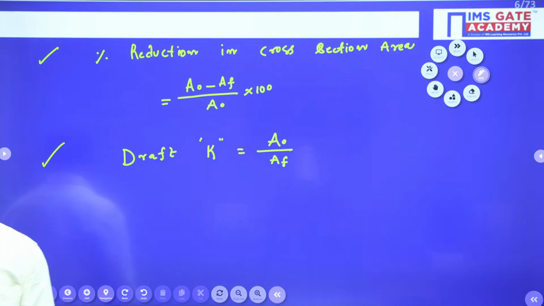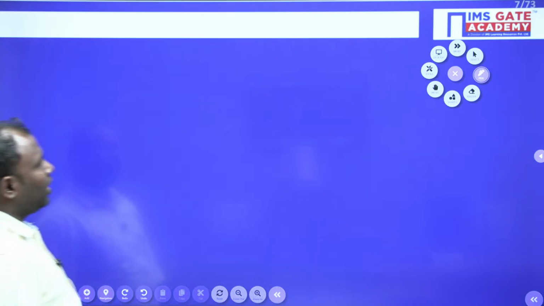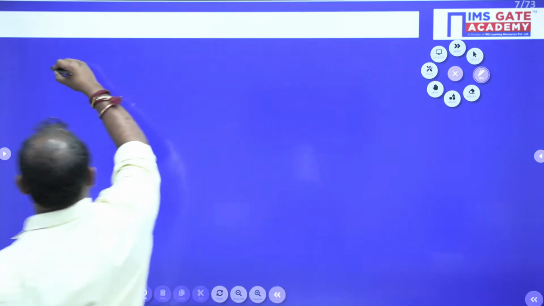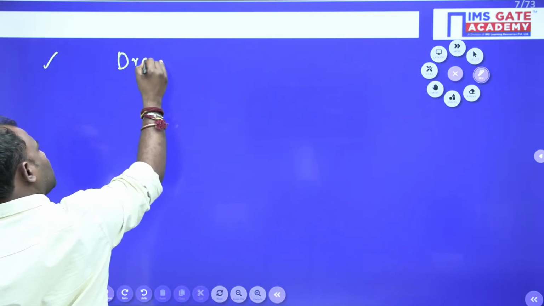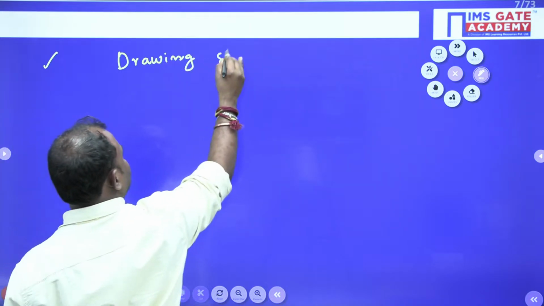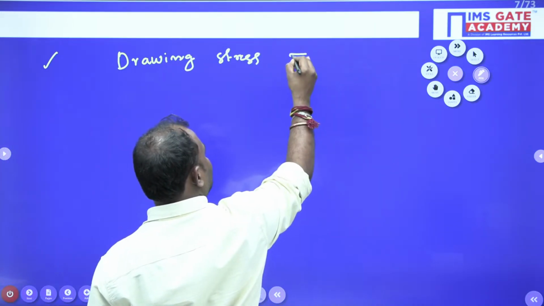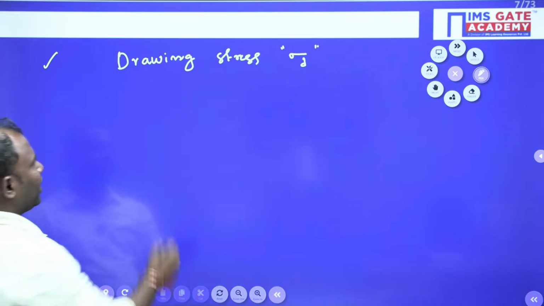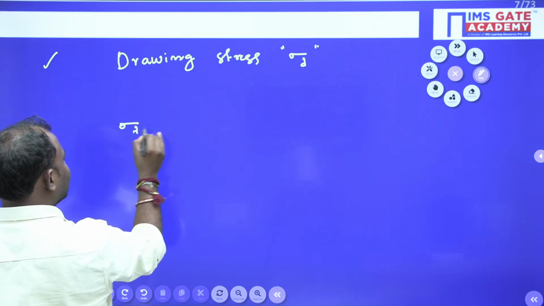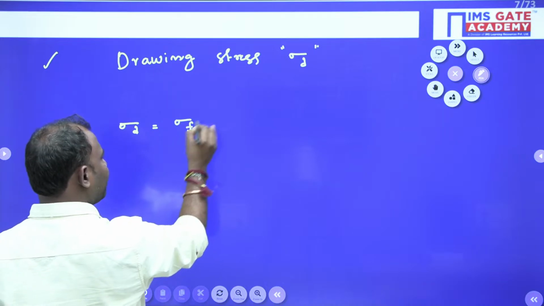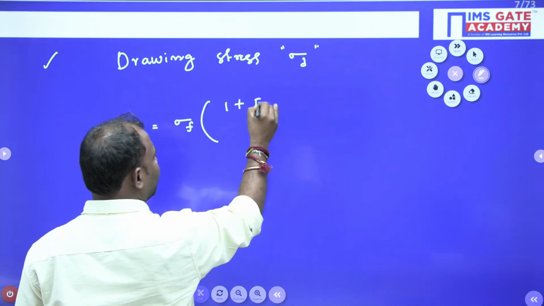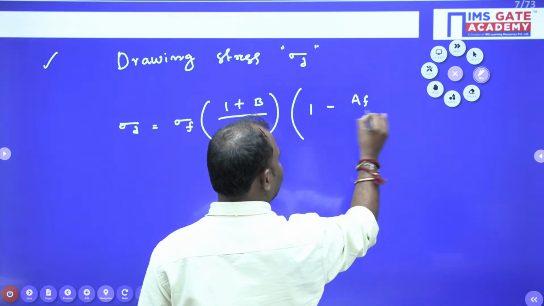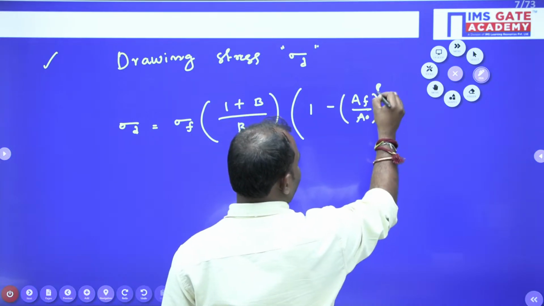How to calculate drawing stress. Let us see. Drawing stress. So drawing stress here I am taking as sigma D. So how can we calculate sigma D? Sigma D is equal to sigma F into (1 plus B) by B into (1 minus (AF by A naught) whole to power B). Okay, up to here.